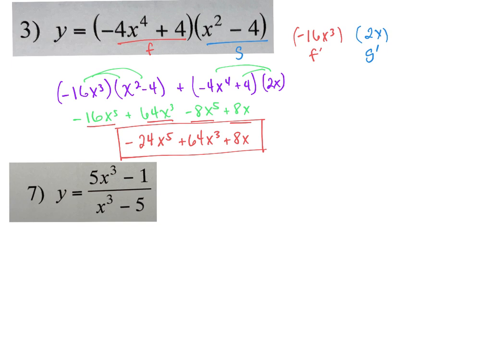So for quotient rule, it looks very similar. You're going to take the derivative of the top times the bottom minus the top times the derivative of the bottom, over the bottom squared. All right. So again, you can figure out what those are. So if this is my f, then my f prime would be 15x cubed. If this is my g, then my g prime would be 3x squared.